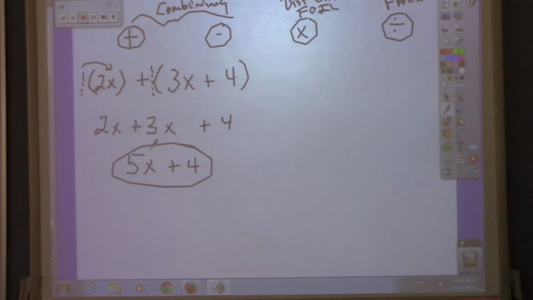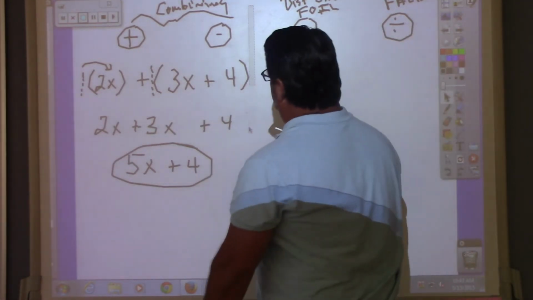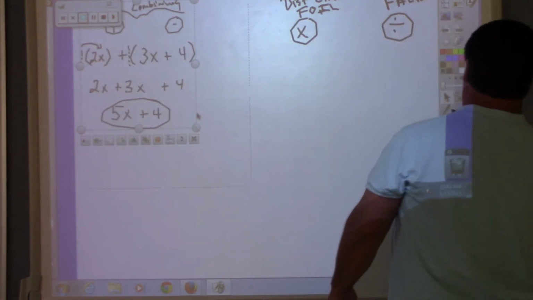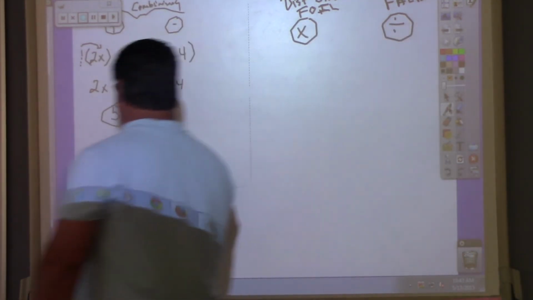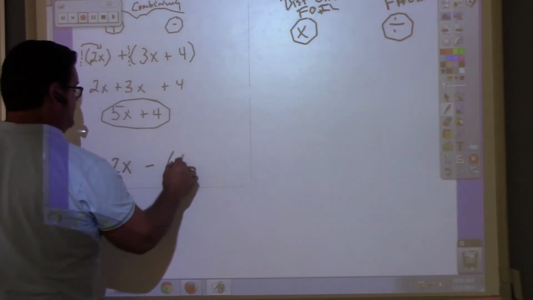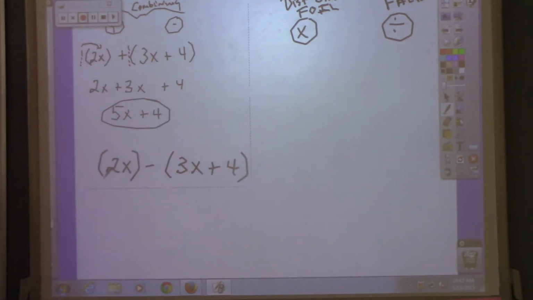I'm doing this for a reason. I'm making sure that everybody's up to snuff before I get to factoring. Okay? So let's do a subtraction. If you don't believe that combining is subtracting too, then let's do one. Alright, let's do 2x minus (3x plus 4). Same type problem. We're combining. I didn't say we're taking away or subtracting. I said we're combining.